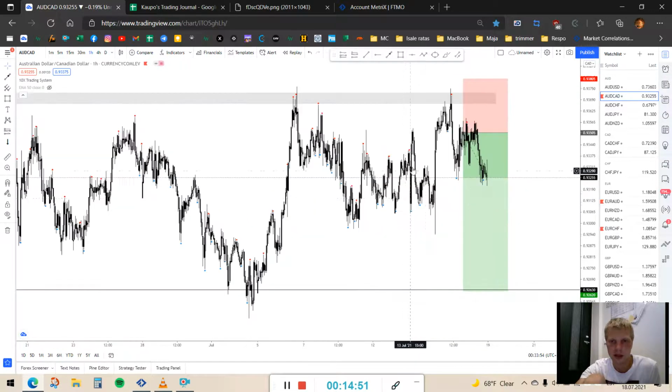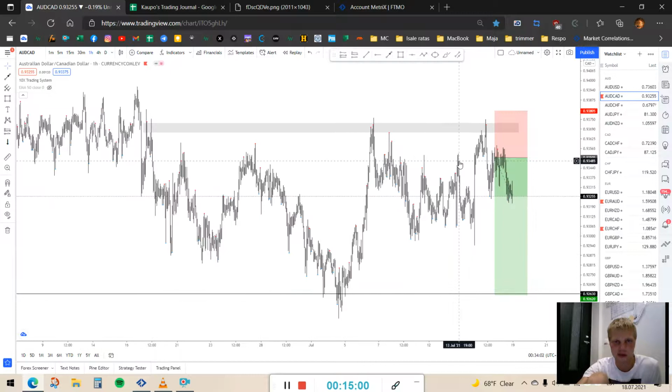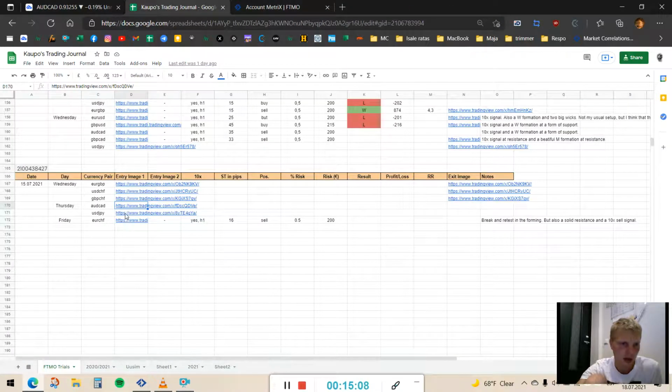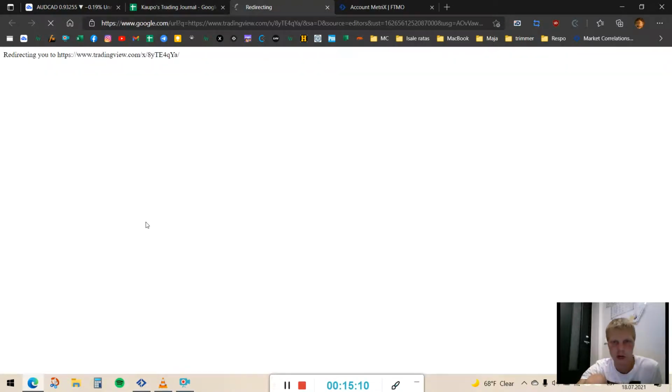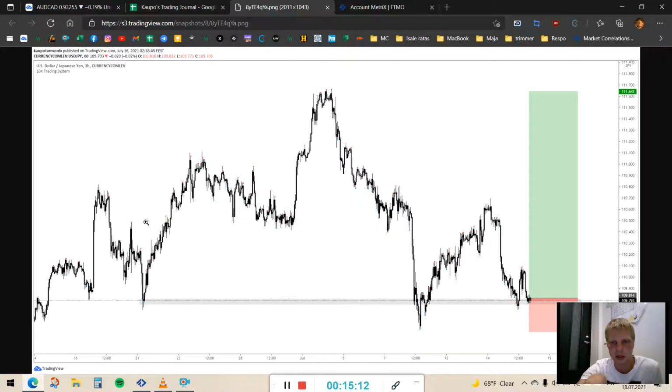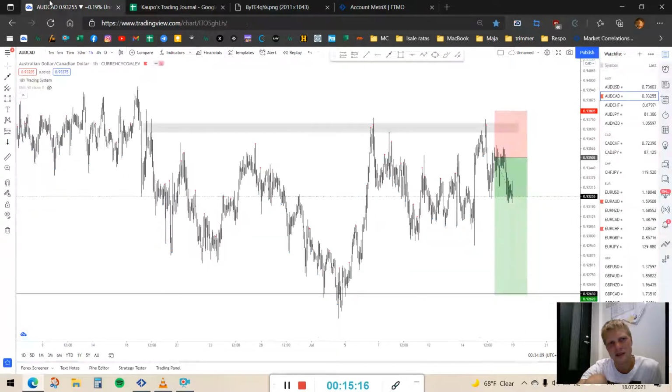Other than that, if price had been down here already, then I would not have taken the trade. But all in all, I think it's a decent trade. USD JPY, a decent trade, I guess.